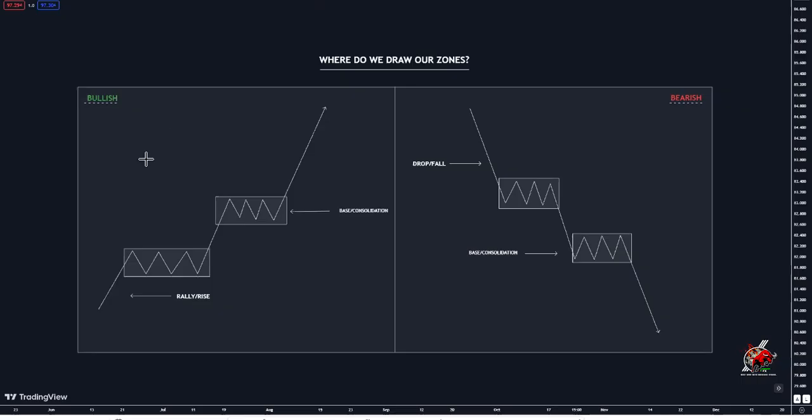So we have a bullish example and we also have a bearish example. So we have a rally, base, and a rally, right? So a rally simply means a rise in price, right? And then a base simply means what? Consolidation. And then we have a drop. A drop in a bearish manner. A drop, it's simply what? A fall in price. And then we have a base. A base simply means what? Consolidation, right?